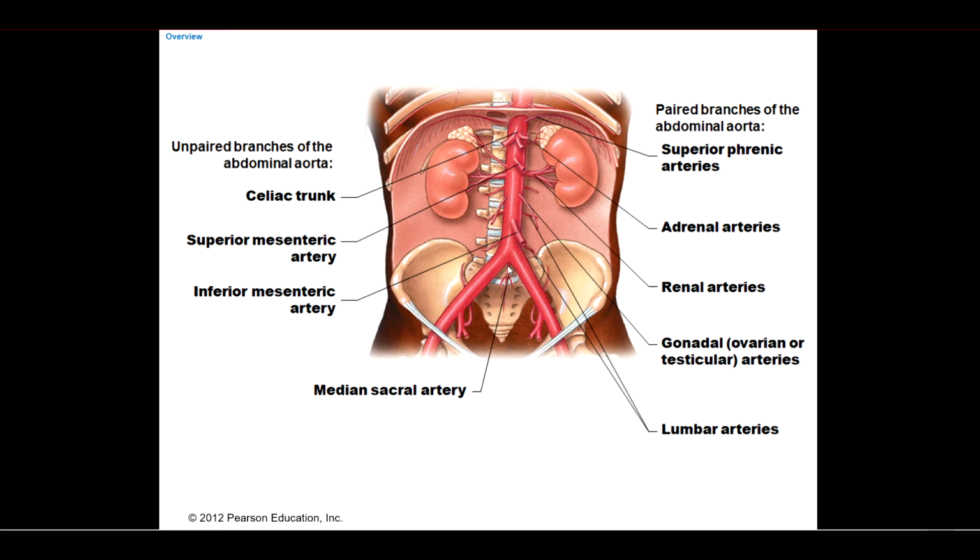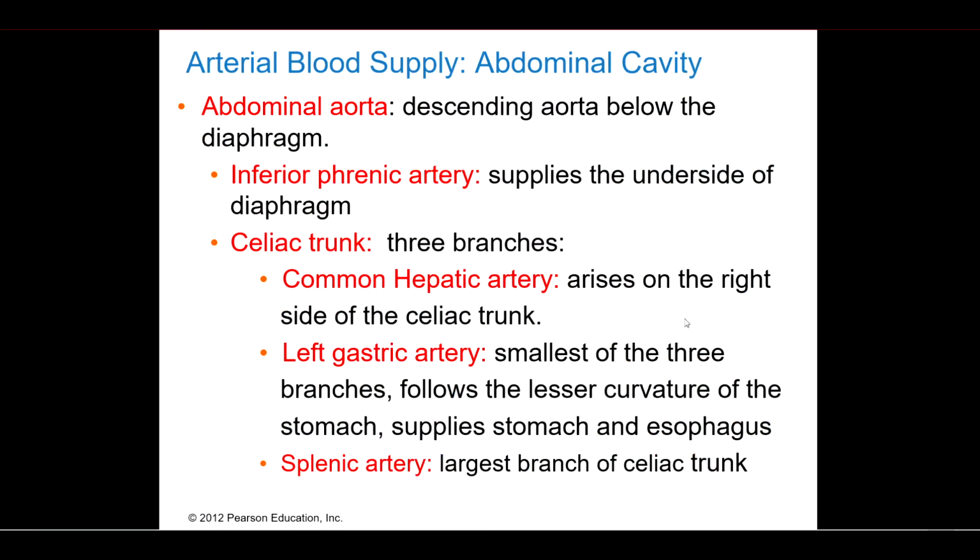But they're not paired. Whereas these 1, 2, 3, 4, 5, these are actually paired. They come off on the left and the right sides. For instance, we have two adrenal glands, two kidneys, which get the renal arteries. So they're going to be bilateral. So here they're showing you the paired branches off the abdominal aorta. I like the way they do that. So let's go to the notes now.